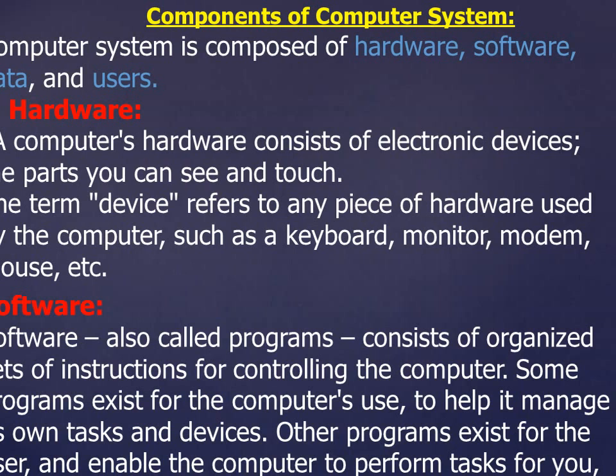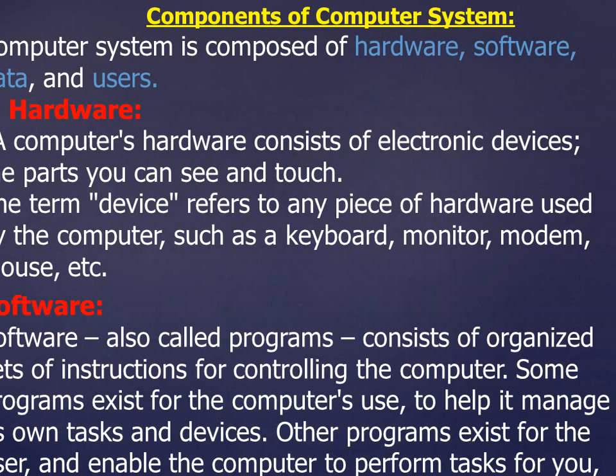So let's start with that, or continue. Computer hardware is one of the basic components of a computer, which consists of electronic devices. The parts that you can see and touch, those are what we call hardware. So briefly, hardware refers to any piece of hardware used by the computer, such as a keyboard, monitor, modem, mouse, bar code reader, touch screens. All those are components that make up hardware.